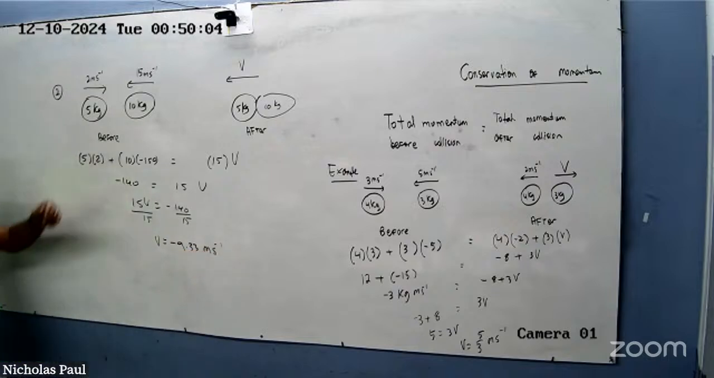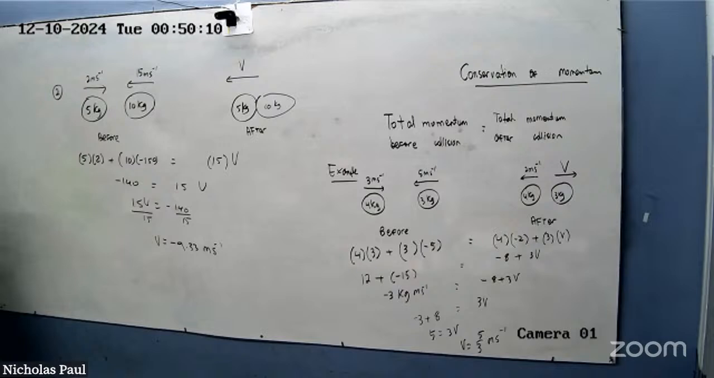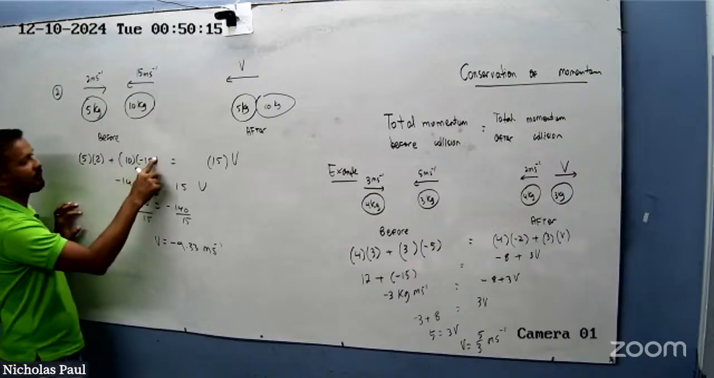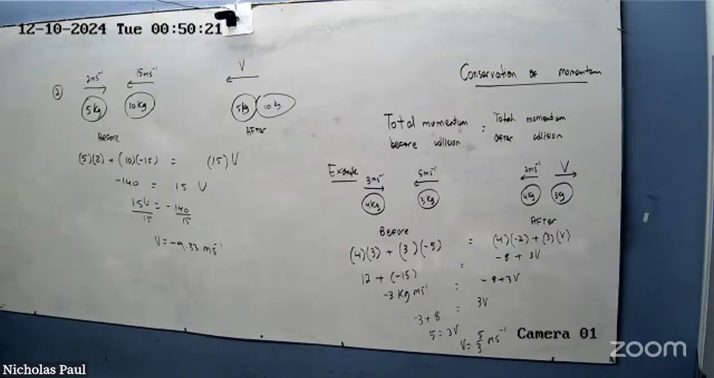So it means that they move off together in the negative direction. Minus 9. Are you okay with that? So the final velocity is minus 9.33. Are you okay with that?